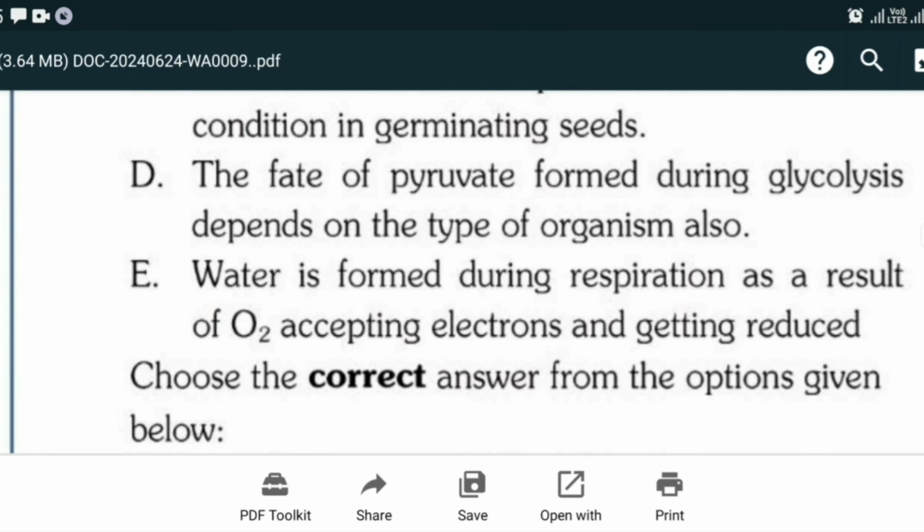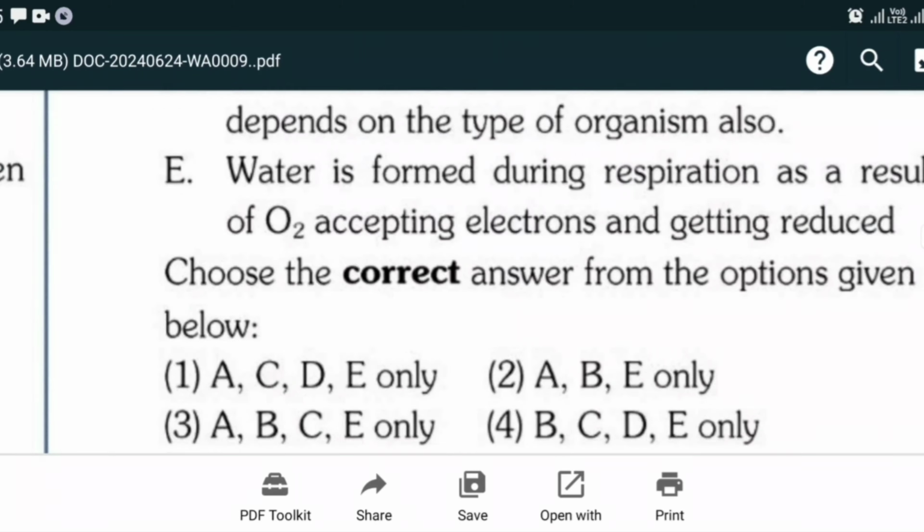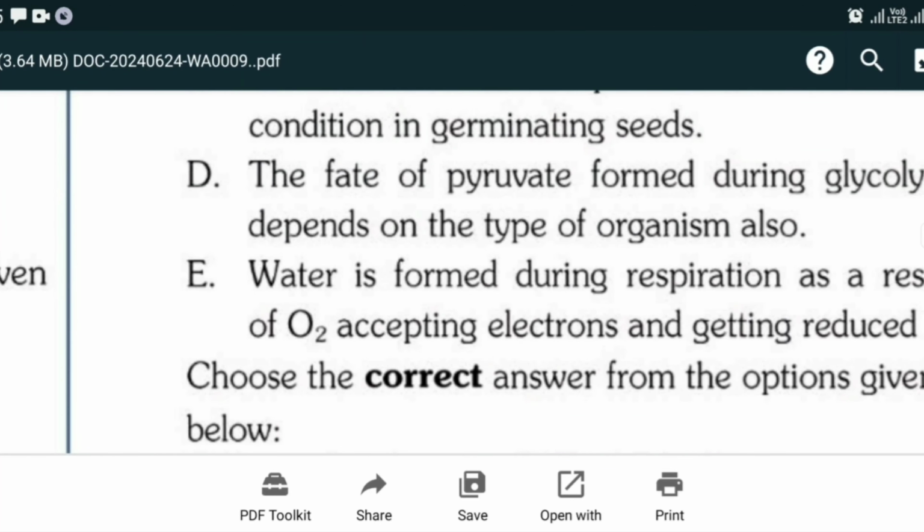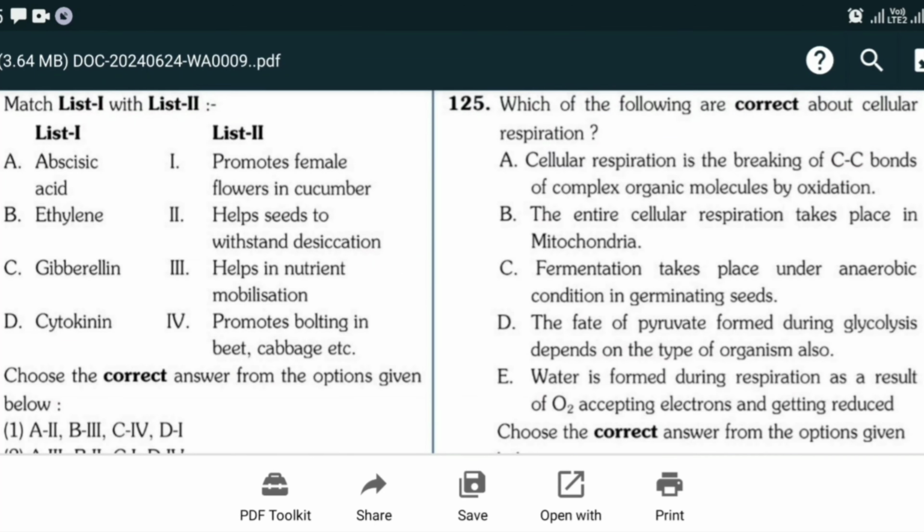Then water is formed during respiration as a result of oxygen accepting electrons and getting reduced. So here also this statement is correct, as metabolic water is formed in the last step, that is in the ETS, as a result of oxygen accepting electrons, and it is reduced to form water, where H plus from the region is taken and then water is formed. So the correct option is the first option. A, C, D are correct, and except B, the remaining are all correct.